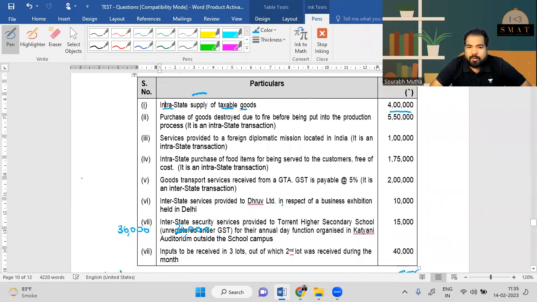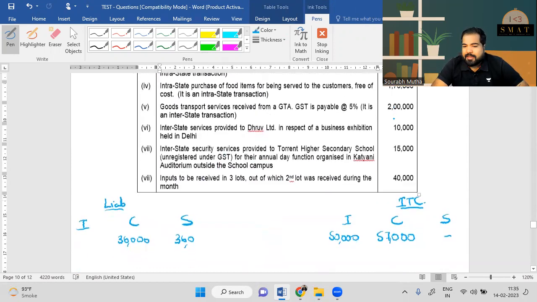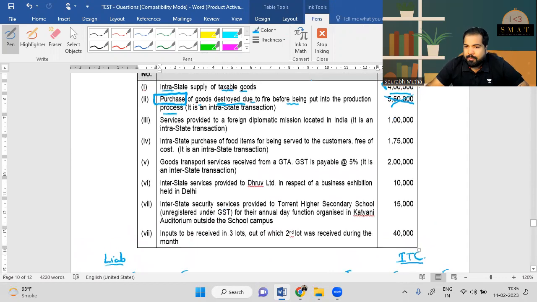Moving back. Purchase of goods. So this is done. Purchase of goods destroyed due to fire. Purchase actually leads to credit. PC, Priyanka Chopra, if you remember, let's remember her right now. But because the goods have been destroyed, you will not get any credit on this. So you will have to write a working note that there is no credit because it has been blocked under section 17(5). If you remember, H happy, unhappy. This is also done. Let's go to the next one.